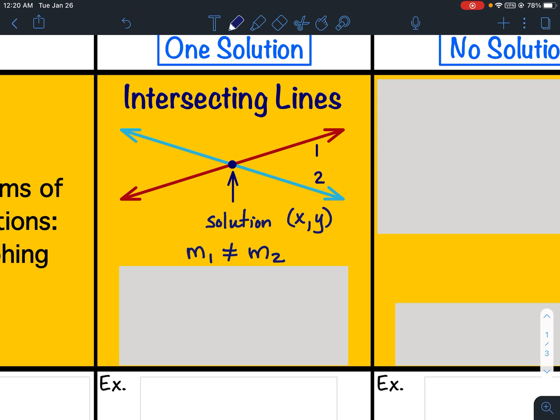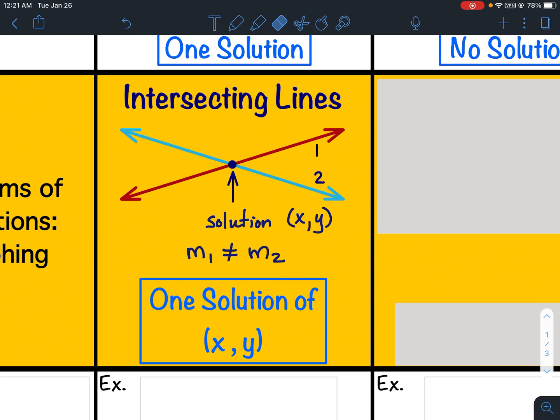So you'll be given equations, you'll examine the slopes, you'll see that they're not equal, you'll graph them, you'll get intersecting lines. Where they intersect, that ordered pair is your solution, and the way you would write your solution is like this: one solution of, and then whatever the ordered pair is. So pause your video and get all of that written down.